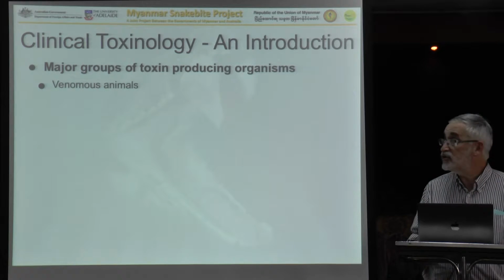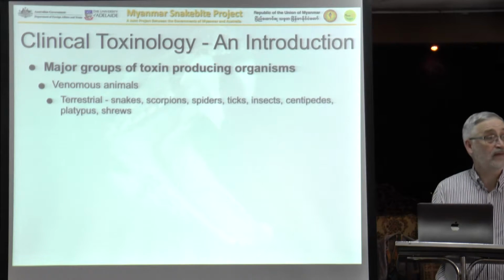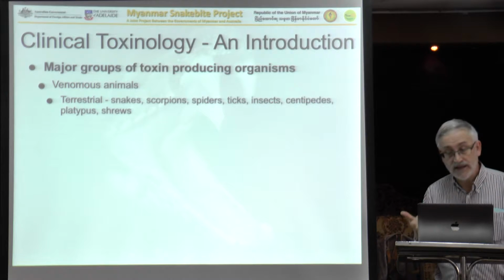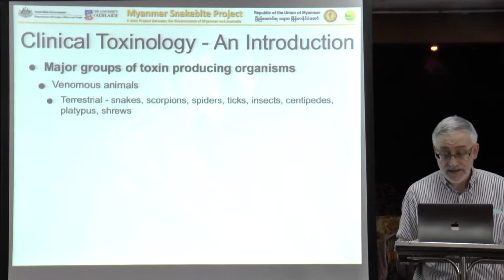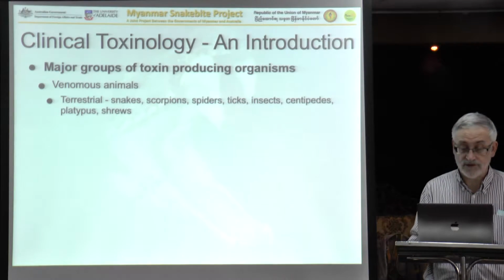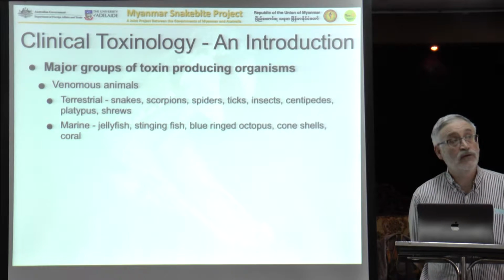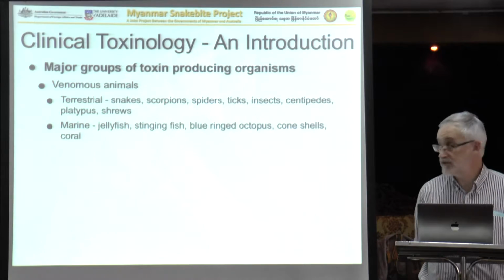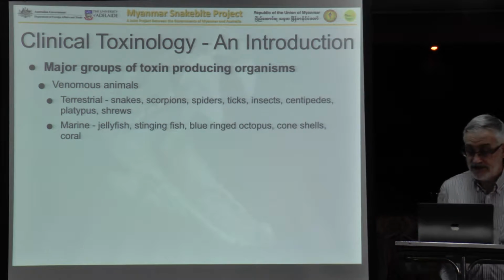So there are a number of major groups of toxin-producing organisms. There are venomous animals, and there are many of these on land. There are snakes, scorpions, spiders, ticks, insects, centipedes. In Australia we have the platypus. In other parts of the world we have shrews. In the marine environment there are many marine organisms that produce toxins, including jellyfish, stinging fish, etc.